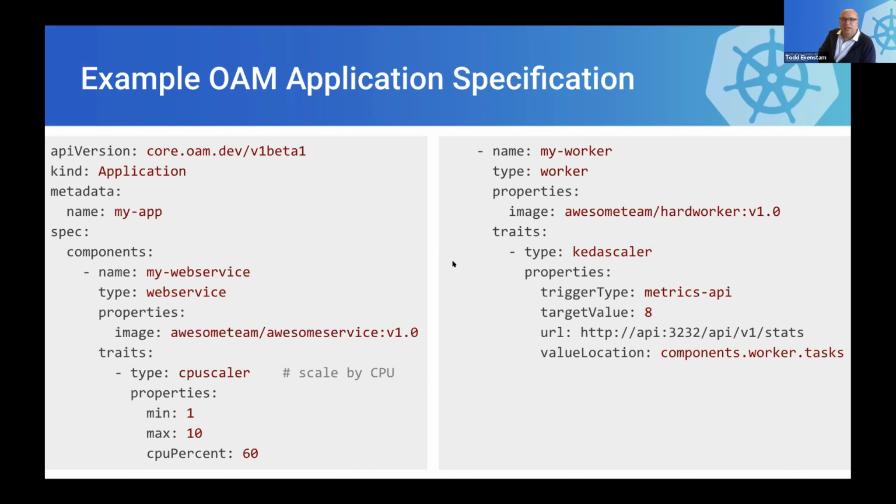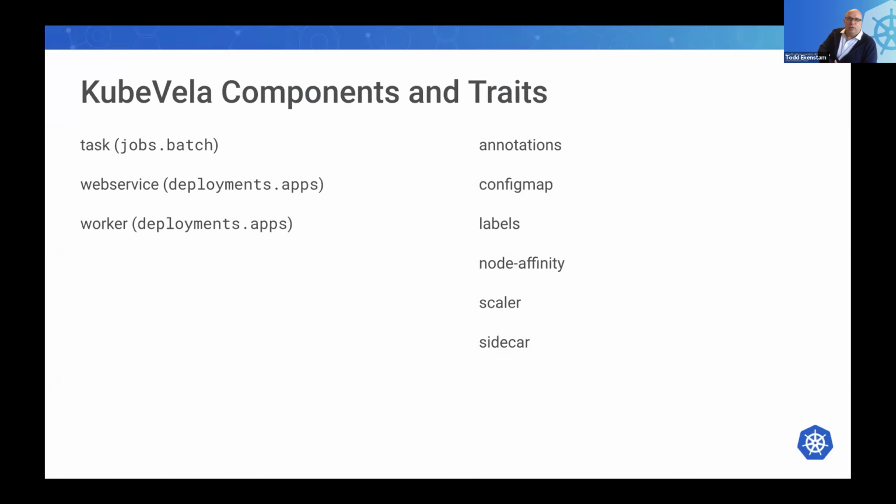Awesome. All right. So to get back to the presentation, KubeVela has different components and traits out of the box, so to speak. These come as part of the KubeVela installation. But this gives you a sense of what exactly components and traits are, right? You have a task component, a web service component, or a worker component. And then on the trait side, you have annotations, config map, labels, node affinity, scalar, sidecar, and there's a lot of others. This is an abbreviated list.